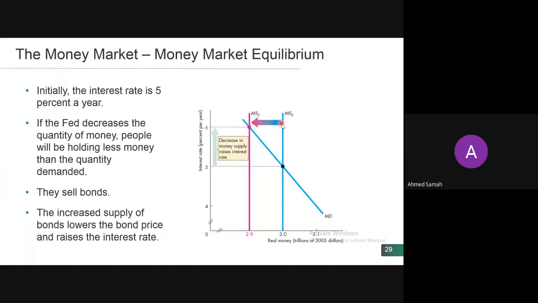So the money supply shifts leftward. The reduction in money supply creates an increase in the interest rate, which causes a movement along the money demand curve to the left. And here the interest rate is higher.